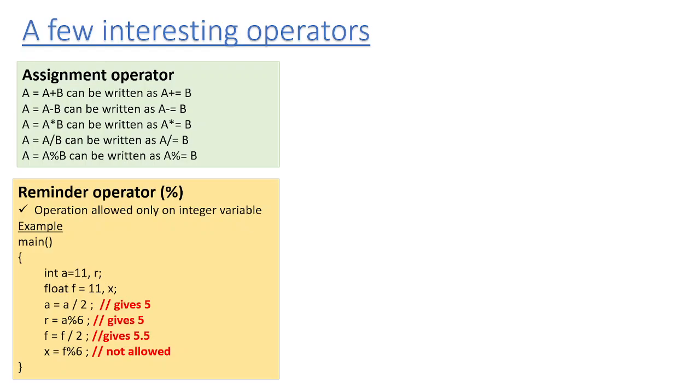Now come to the third line, f equals f divided by 2. f being a float, it can accept the fraction value. So as f is 11, 11 divided by 2 will give you the fraction value 5.5. Now come to the fourth line, x equals f remainder 6. Here f is a float value. We know that on a float variable, the remainder operation is not applicable, so it is not allowed.